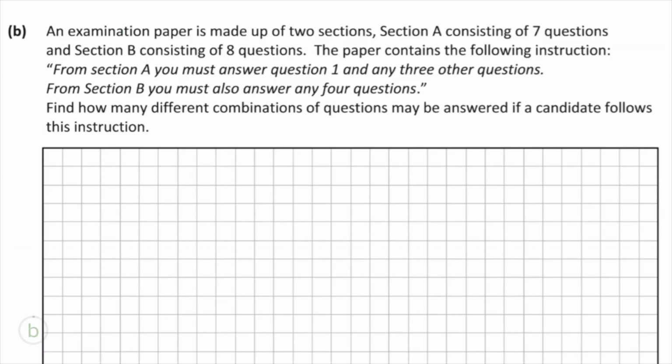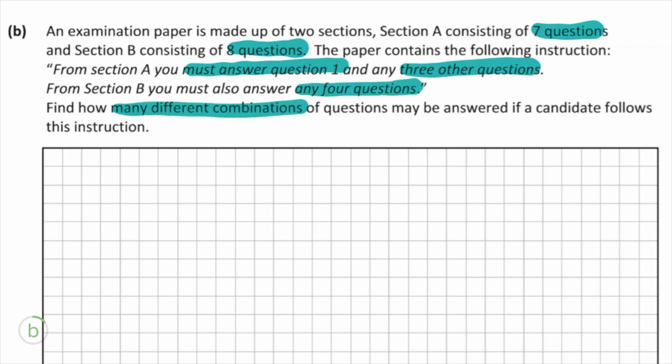Now in part B we've got an examination with 2 sections. Section A contains 7 questions, section B contains 8 questions, and we're told in section A you must answer question 1 as well as 3 other questions, and from section B you must answer any 4 questions. We're asked to find how many different combinations of questions can be answered if a candidate follows that instruction.